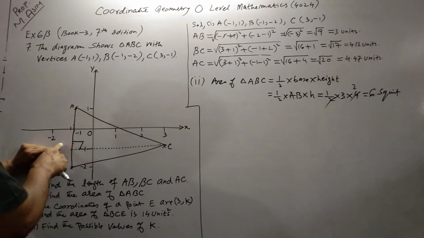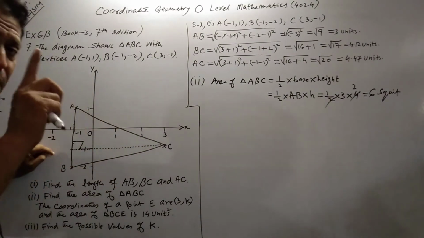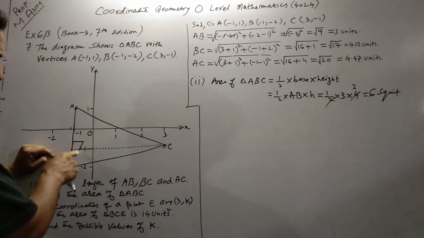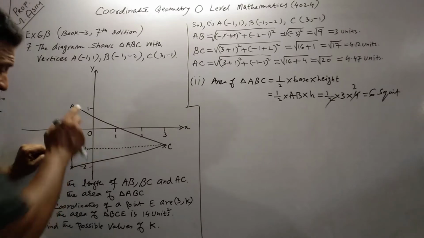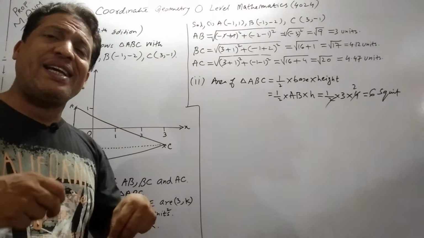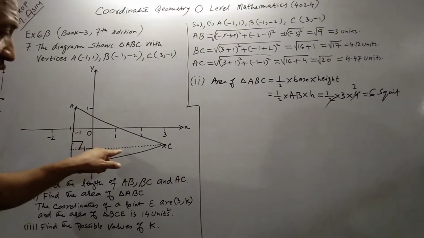This is your base, this is your height. Height should be perpendicular. If the foot of the perpendicular is 90 degrees, or you can call it just a line which makes 90 degrees to the base, it is called height.